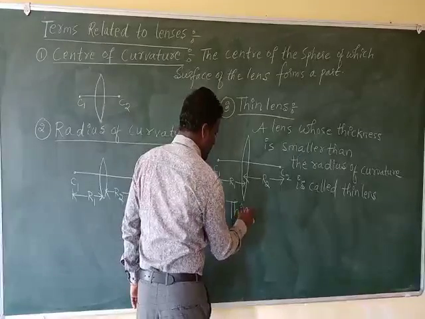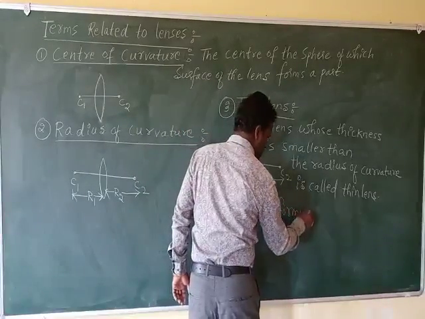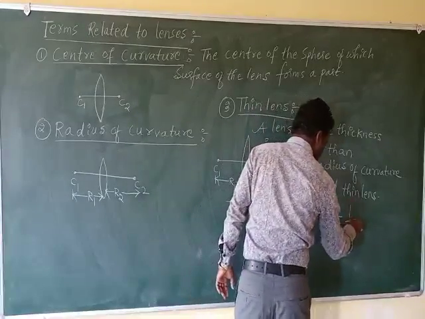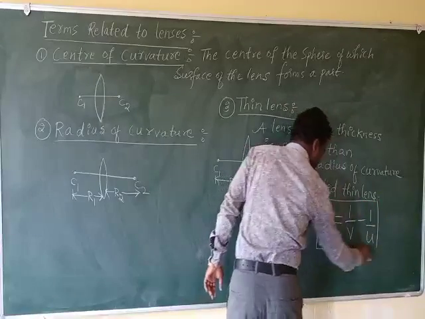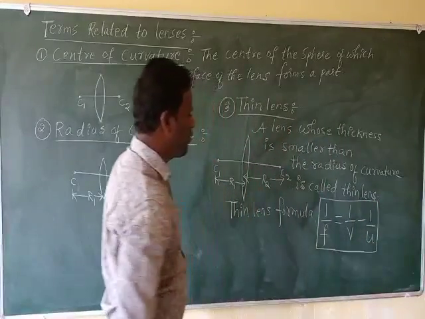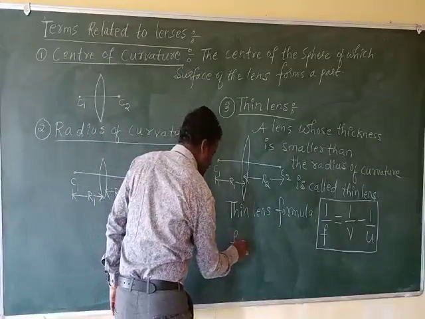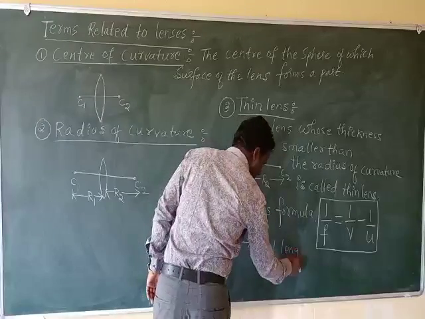Thin lens formula. What is the formula? 1 by f equals to 1 by v minus 1 by u. Where f is the focal length. I will tell you later what focal length is. f is the focal length.